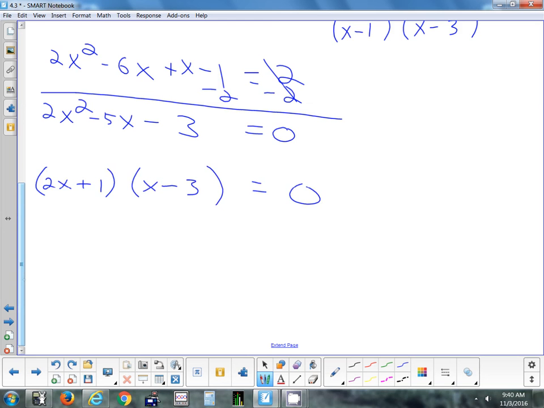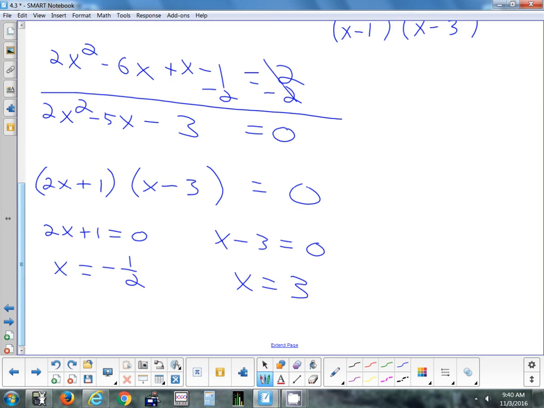And solve. And these are the potential answers. We have to check if anything is extraneous. Okay. What's the answer to the first one? -1/2. And what's the answer to the second one? +3. So now I'm going to go back up and make sure neither one of those cause me to divide by 0. If they do, cross it out.